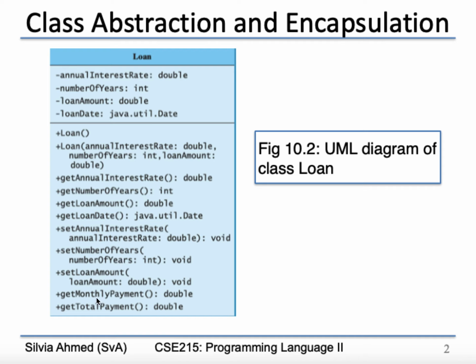Then we have the method getMonthlyPayment. When we have created the loan with a certain year and interest rate and for a certain amount, getMonthlyPayment will calculate the monthly installment amount we need to pay to the loan-giving institution. The final method, getTotalPayment, gives us how much in total we should pay back for the loan. For example, with interest, for a 1 lakh taka loan we may need to give back 1.5 lakh taka. So getTotalPayment gives the total amount of repayment. How these methods are implemented is not known to us. We are just given this UML.